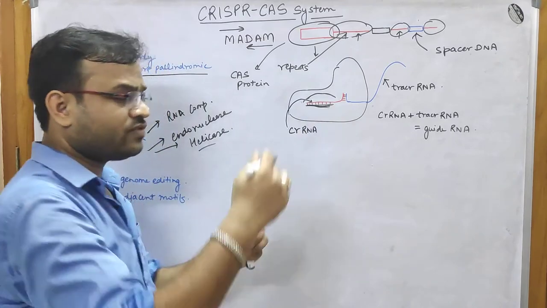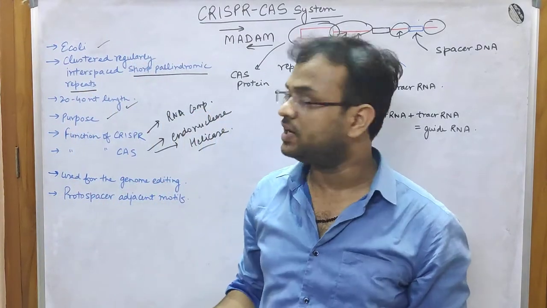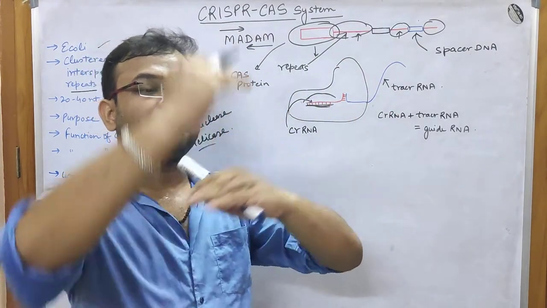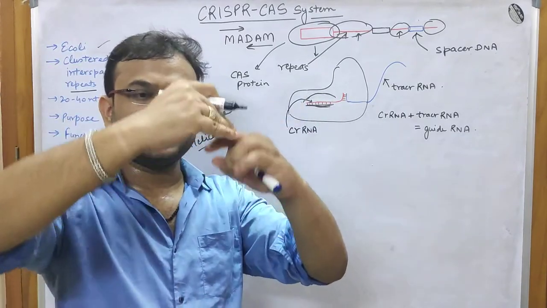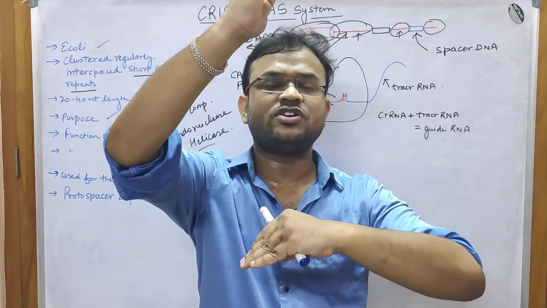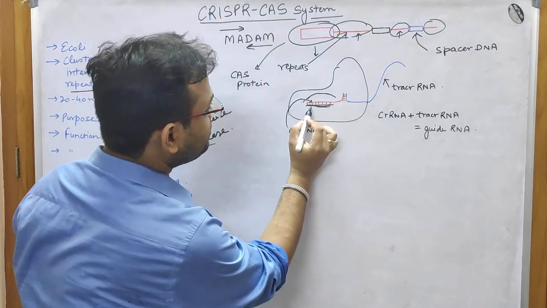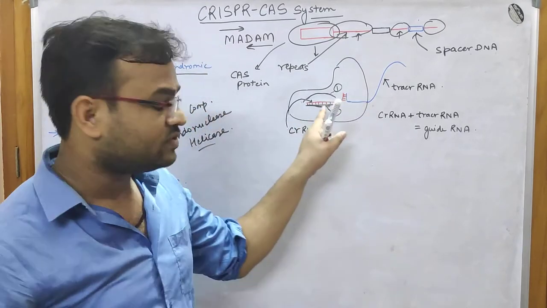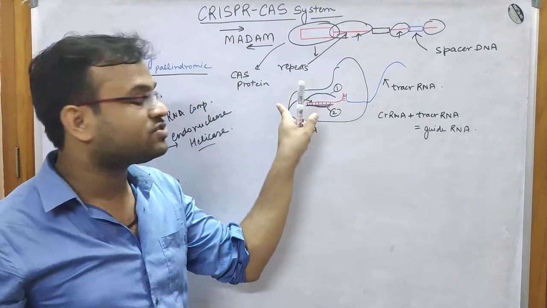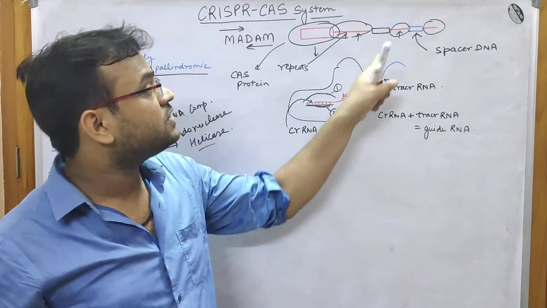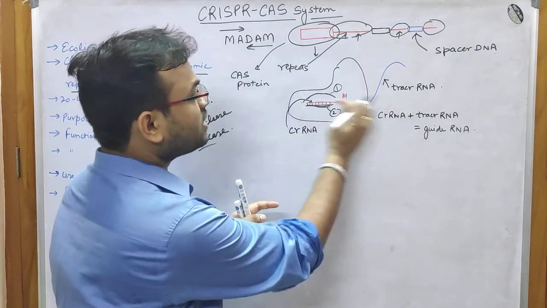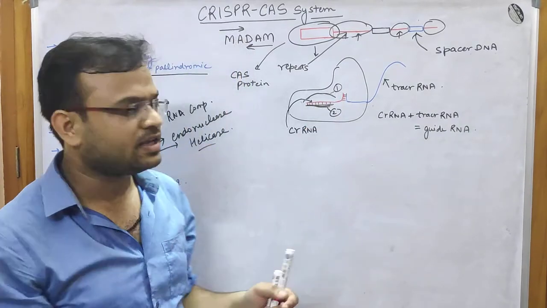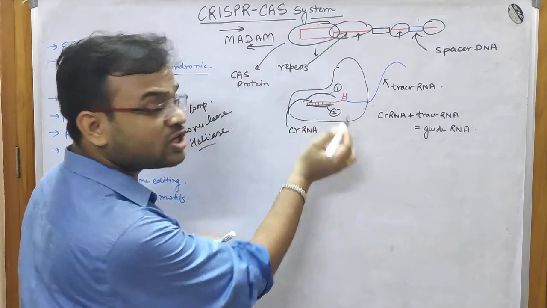I have shown these two strands far apart because of the helicase activity of the Cas system. What does helicase mean? It will separate the two strands. It would break the bonding between the two strands, and the two strands of DNA would separate out. This is strand 1, this is strand 2 of DNA. When this occurs, the RNA from the CRISPR system would step in and come in contact with one of these strands. Due to complementarity, it will form bonds with one of the strands.